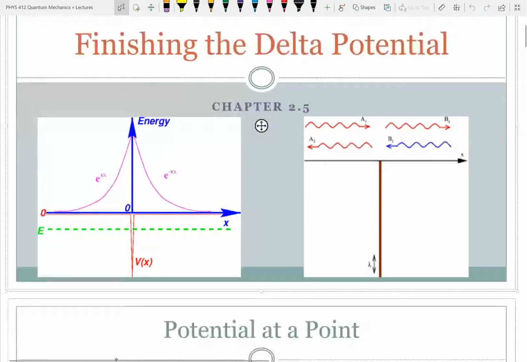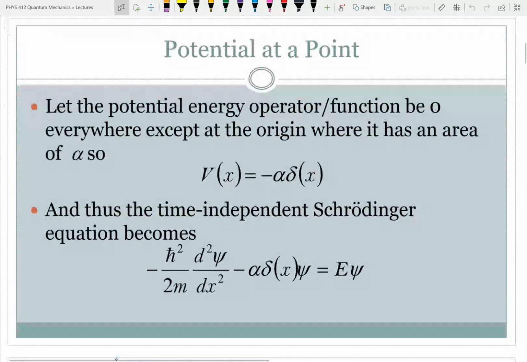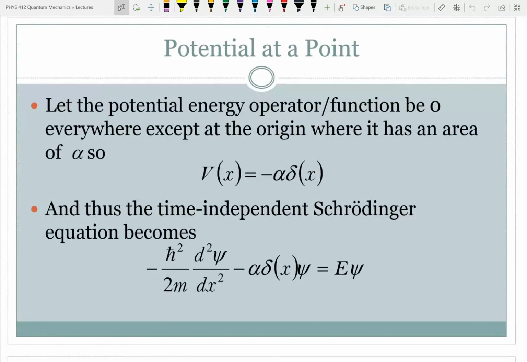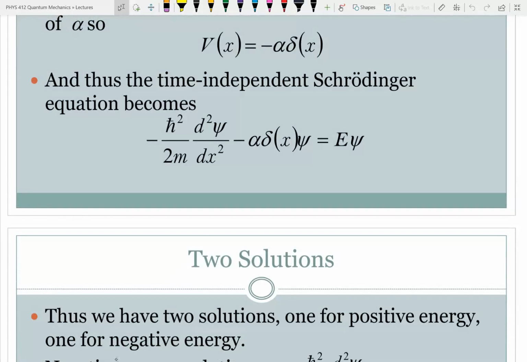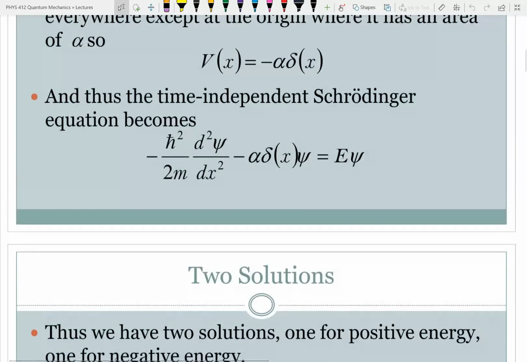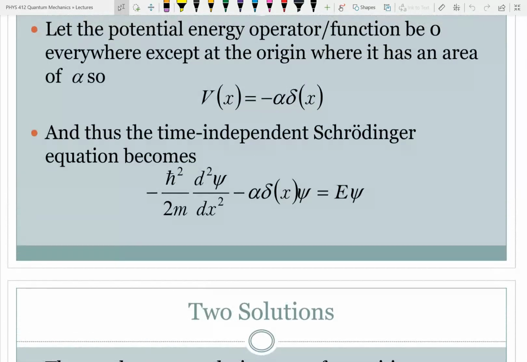So picking up where we were last class period, we looked at a particle that has a delta function potential, and we looked at the Schrodinger equation, and in solving that Schrodinger equation, we said, okay, we have a boundary.